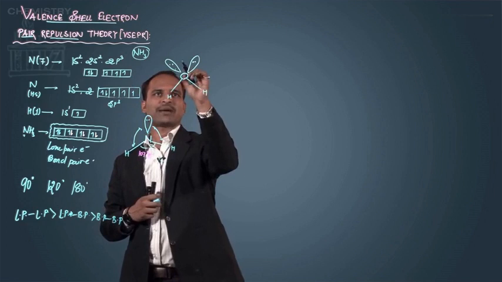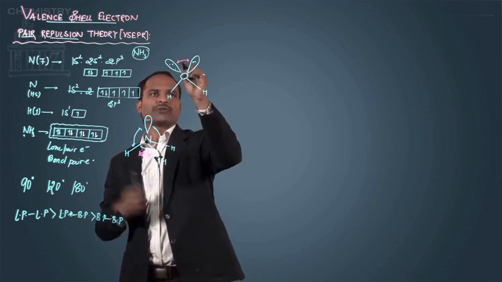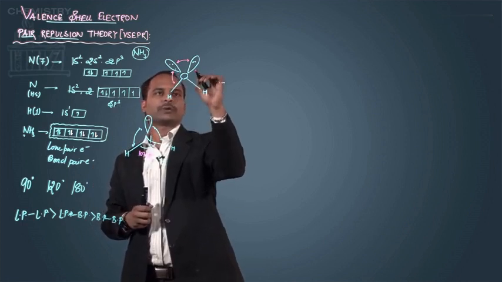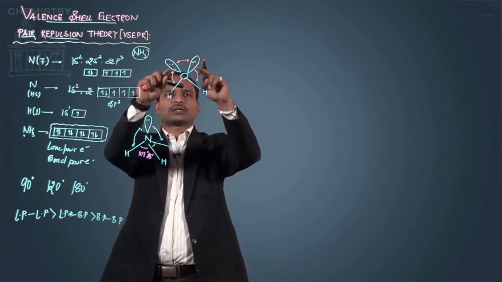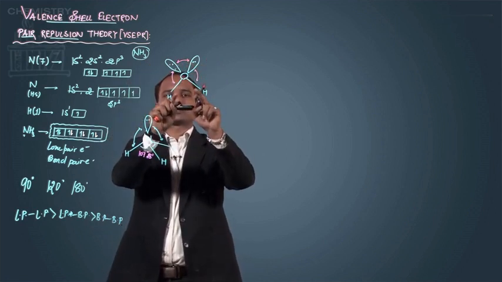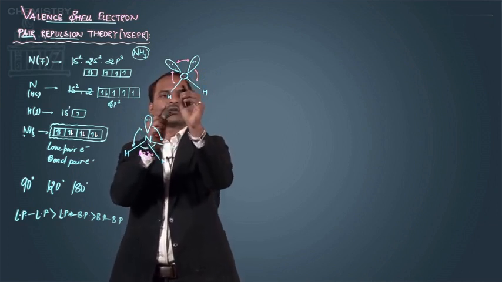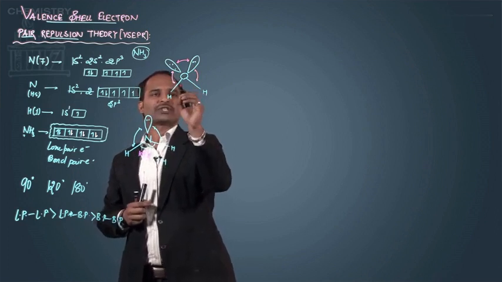So here the repulsion is maximum between this lone pair and lone pair, so ultimately they will move far away from each other. The effect of this will fall on this lone pair and bond pair. If they are moving away from each other, then ultimately these two will repel these two. So the whole repulsive force falls on this bond pair, because the bond pair repulsion is the weakest.